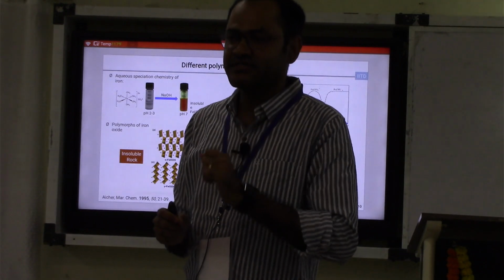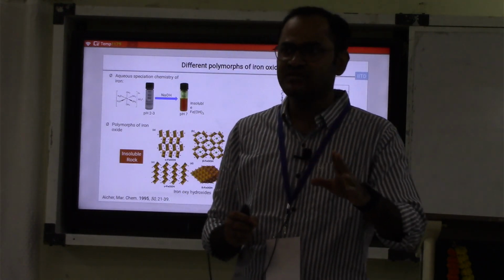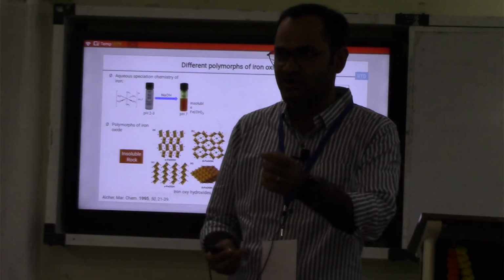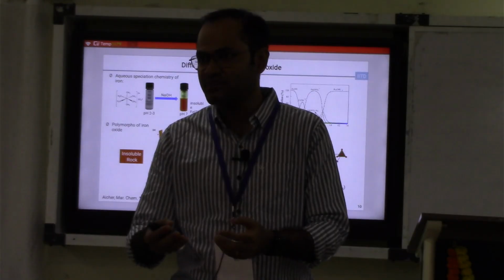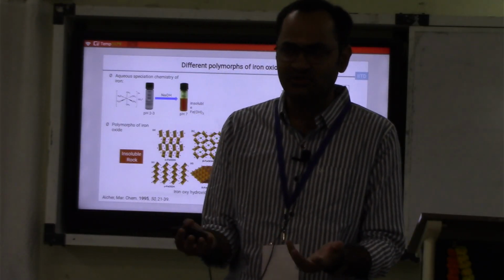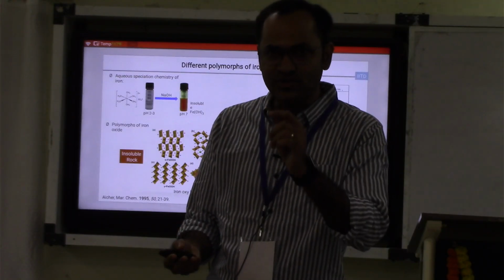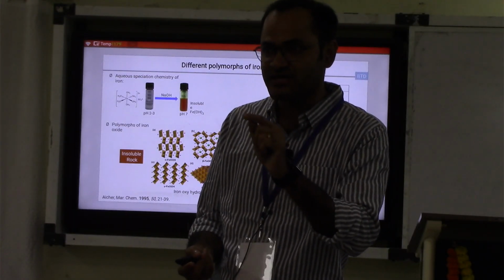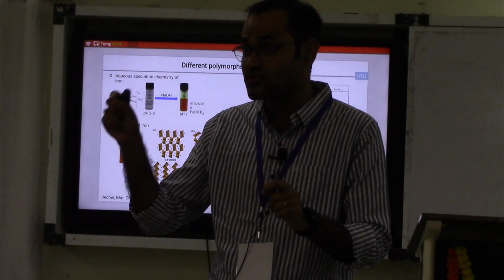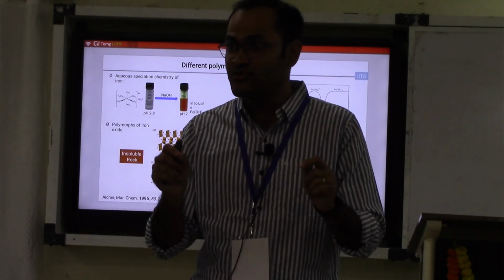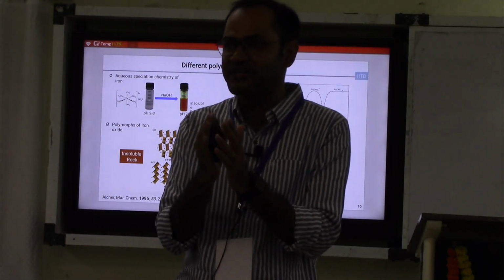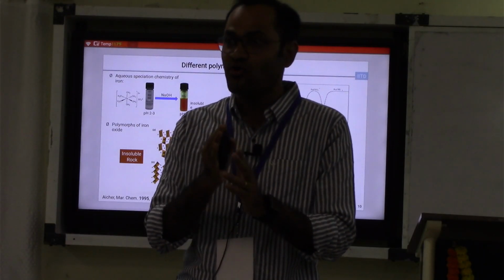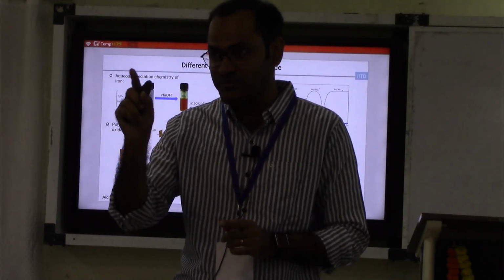Another interesting fact is that many of you have seen rust, right? If you keep an iron bar in water and oxygen, it gets corroded immediately and gives you rust. So, what is the structure of rust? It actually has a very similar structure to what is present in the core of ferritin. Now, if you measure the ferritin structure, you will find that ferritin has a dimension of 1.2 to 1.5 nanometer.